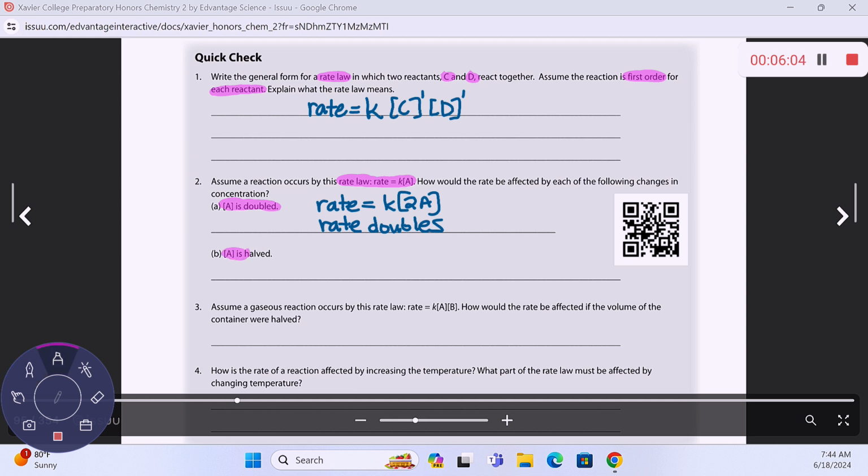Okay, so that means if you halve A, that would make this equation look something like this. What would happen to the rate? Yeah, the rate halves.